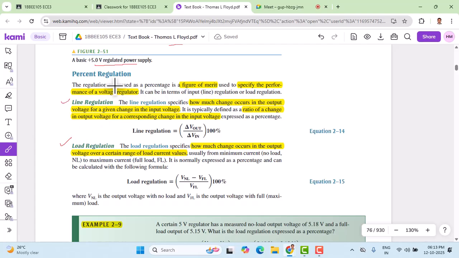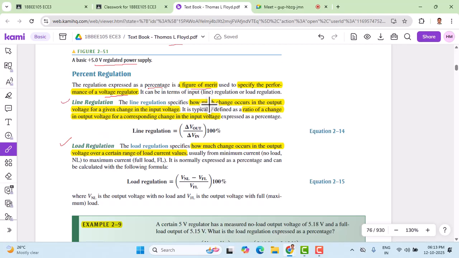The regulation is expressed as a percentage, and it is a figure of merit used to specify the performance of the voltage regulator. If you want to know how a voltage regulator operates, then it is better to look at these two parameters, line regulation and load regulation.